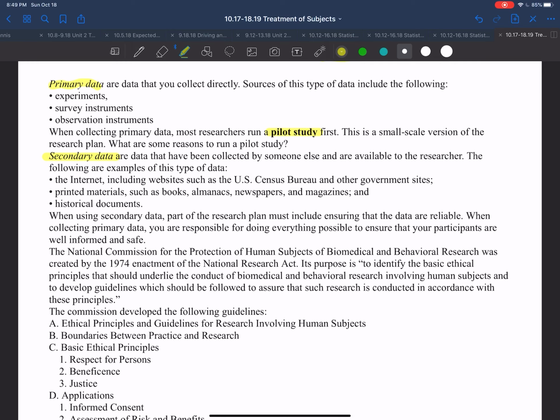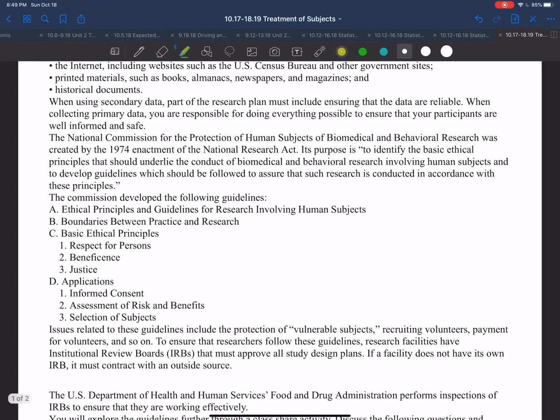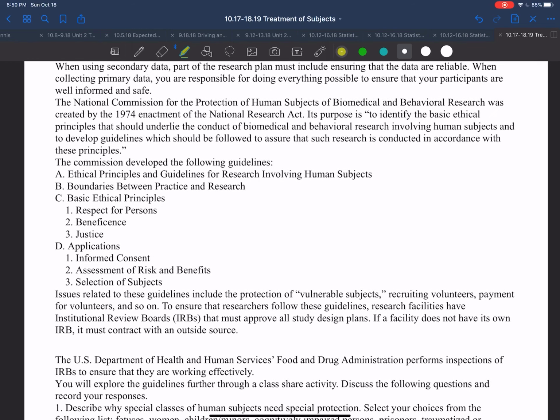When collecting primary data, you're responsible for doing everything possible to ensure that the participants are well informed and safe. Now it says the National Commission for the Protection of Human Subjects and of Biomedical and Behavioral Research was created by the 1974 enactment of the National Research Act. Its purpose is to identify the basic ethical principles that should underlie the conduct of biomedical and behavioral research involving human subjects, and to develop guidelines which should be followed to assure that such research is conducted in accordance with these principles. The Commission developed the following guidelines.